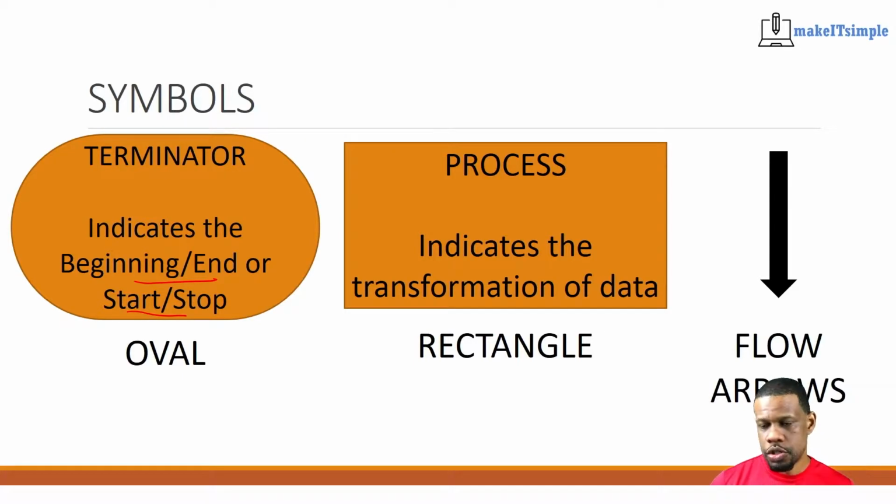You're welcome. Right? So after that, the next symbol is called a rectangle, and this indicates the transformation of data. Transformation of data means that there is something that takes place when data is in this rectangle. Usually an equal sign is your guide to let you know that. The next thing would be the flow arrows. The arrows flow from one symbol to another because it's a diagram, showing the flow.